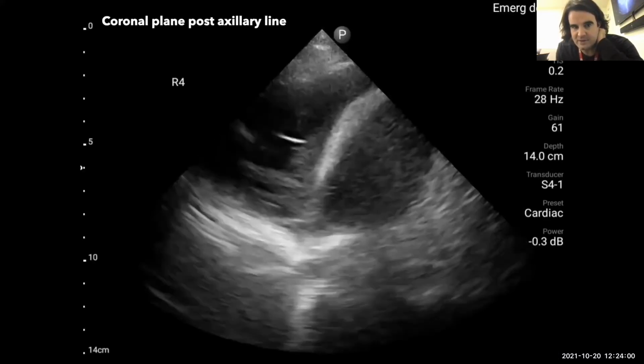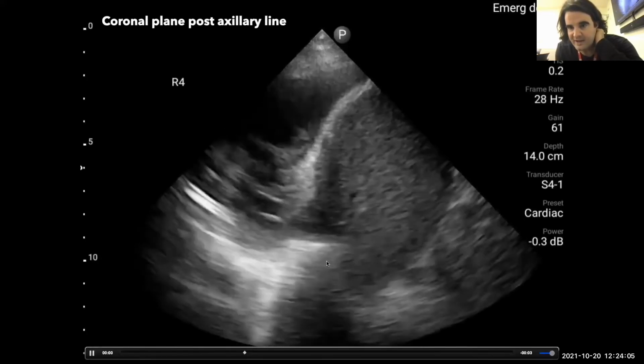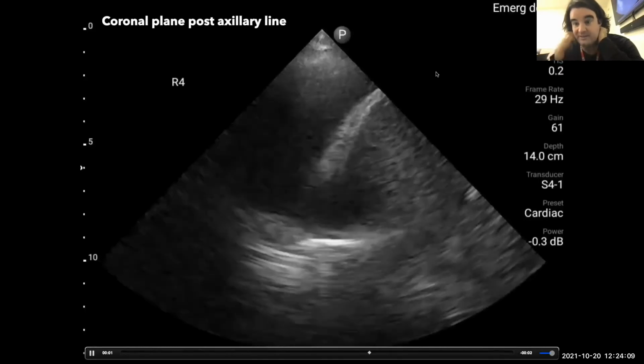And then I get down to the fourth space. And does anybody here want to hazard a query as to what we think is going on here or what they see?